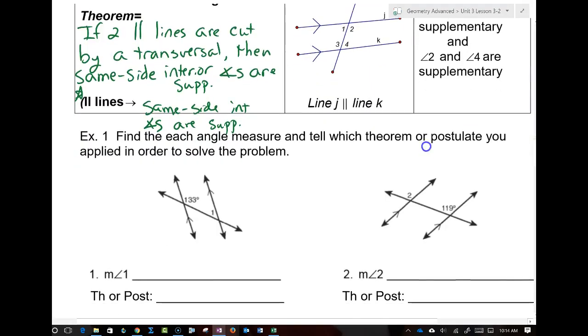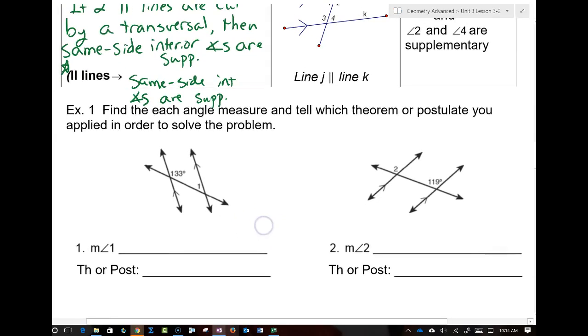Now, this is one thing you're going to be having to do on your homework. Hint, hint. Quiz next week on Friday, October the 13th. Quiz next week. You need to know how to do these. You need to know how to solve, but you also need to know why you do it. Are you guys with me on this? So on this first one, it says, find each angle measure and tell which theorem or postulate you applied in order to solve the problem. If you don't tell me the name, you have to write it out. So that's kind of your options on here.